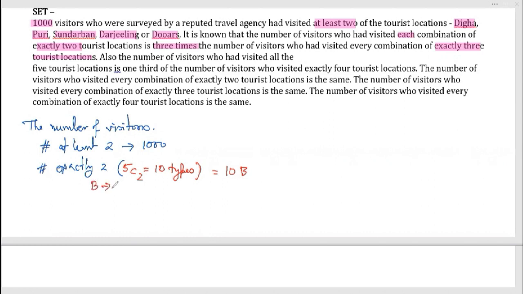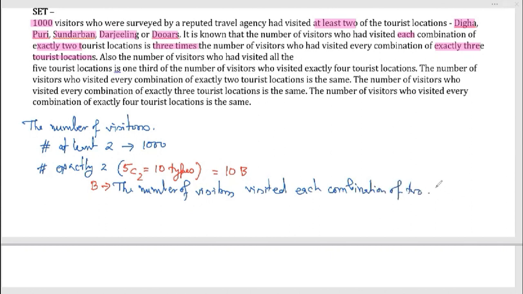B is the number of visitors who visited each combination of two. Example, Digha plus Puri. The people who have visited Digha and Puri, the people who have visited Puri and Sundarban, each combination I am considering as B. So exactly two, the total number of visitors, is 10B.